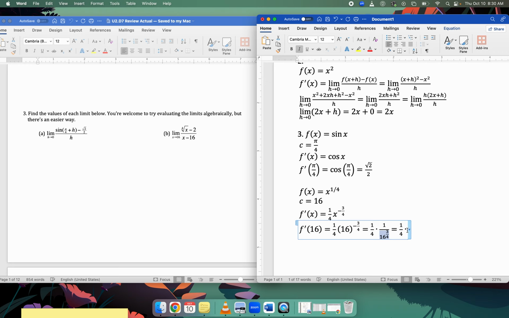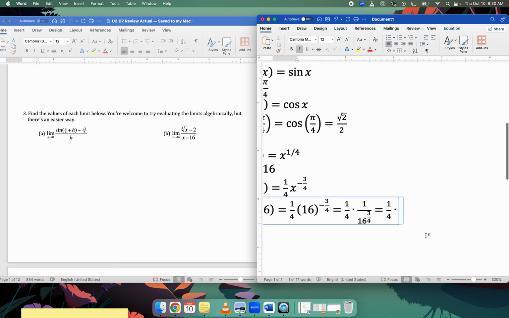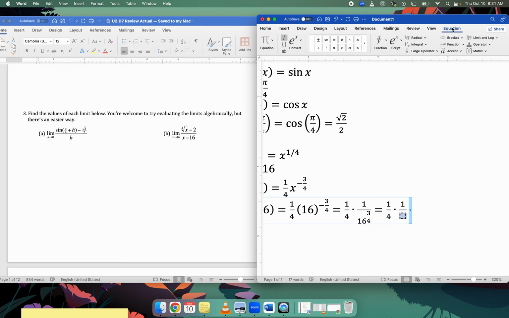16 to the 3/4 can be interpreted in a couple of different ways. Probably you're accustomed to thinking of it as meaning the fourth root of 16 to the third. And so maybe you say to yourself, oh my god, I've got to cube 16, and then I've got to find the fourth root of that number. How am I going to do that without a calculator?